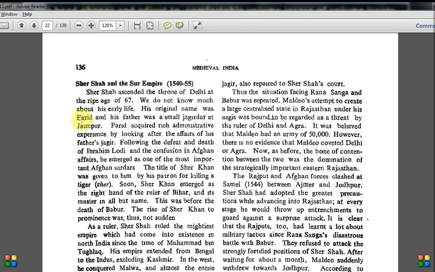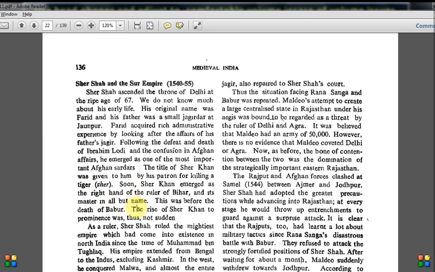His original name is Farid. Farid acquired rich administrative experience by looking after the affairs of his father's Jagir. Following the defeat and death of Ibrahim Lodi and the confusion in Afghan affairs, he emerged as one of the most important Afghan Sardars. The title of Sher Khan was given to him for killing a tiger, Sher. Soon, Sher Khan emerged as the right hand of the ruler of Bihar and its master in all but name.